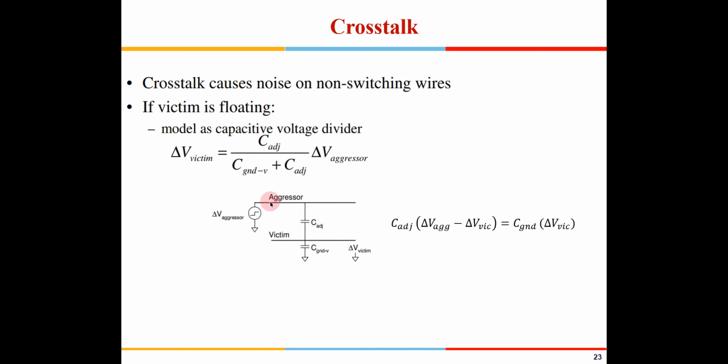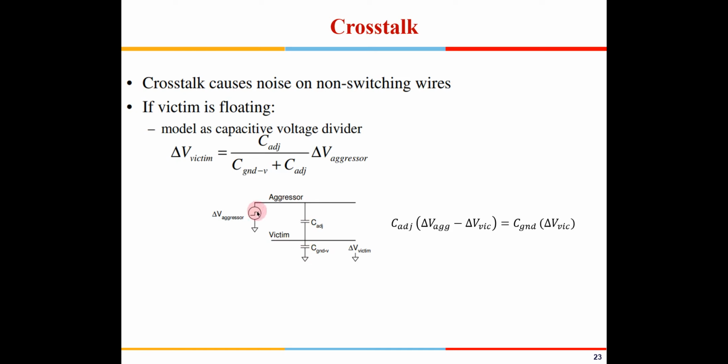If you see here, this is the aggressor line. That means the line in which the data is changing. If the adjacent line is just hanging, it's called a victim line. It is just hanging in air. As of now, it is not being driven by any output. So this is the adjacent capacitance, and this is the ground capacitance of that victim.